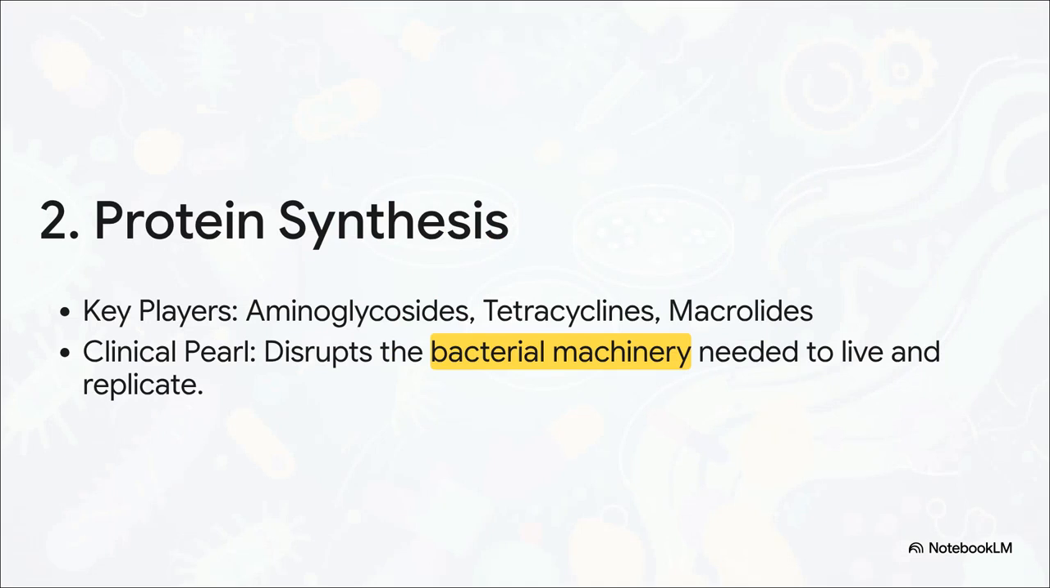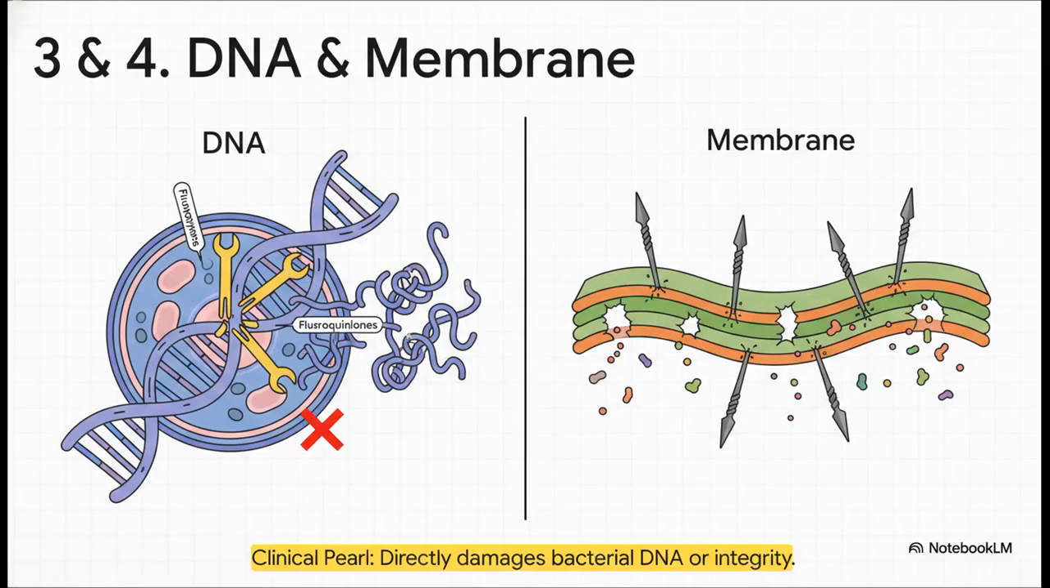Next up, we can shut down their internal factory. See, bacteria need to make proteins to survive, and they do that using ribosomes. By throwing a wrench in the works, targeting either the 30S or 50S parts of that machinery with drugs like macrolides, we can literally grind their entire operation to a halt. No proteins, no life. Now for the other two strategies, which are way more direct.